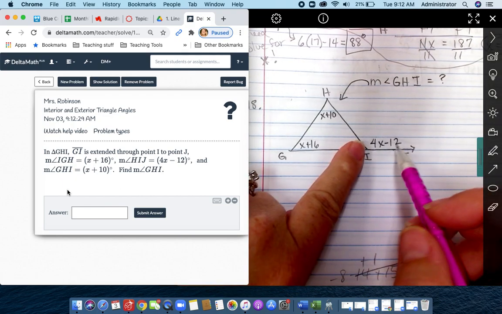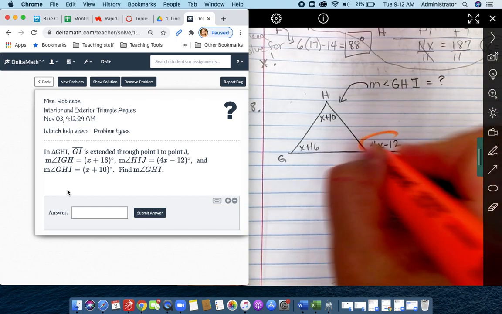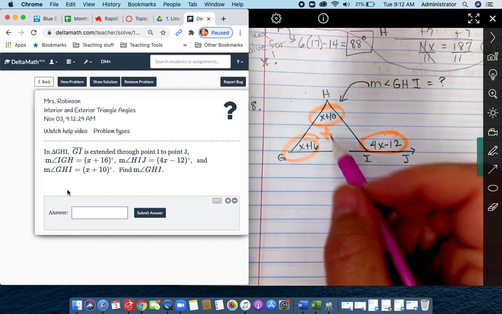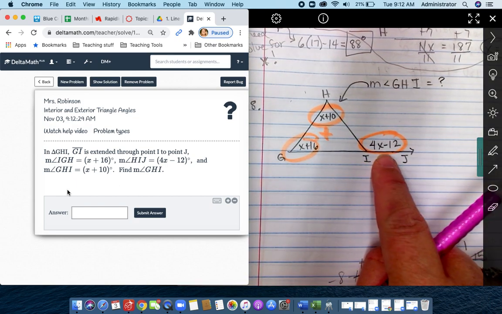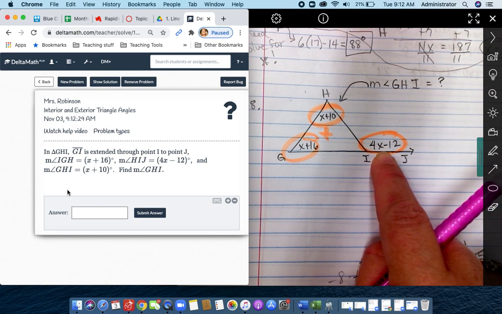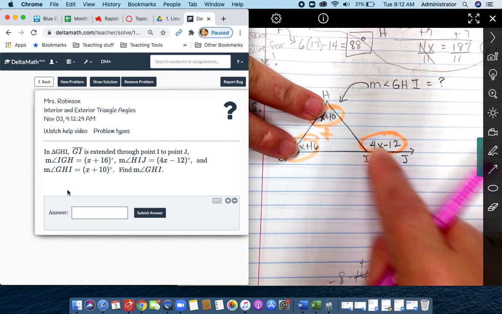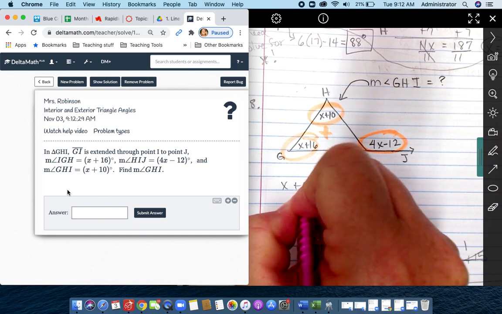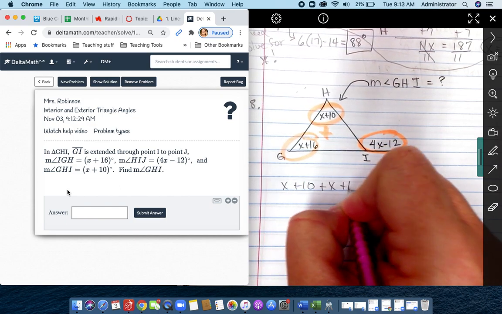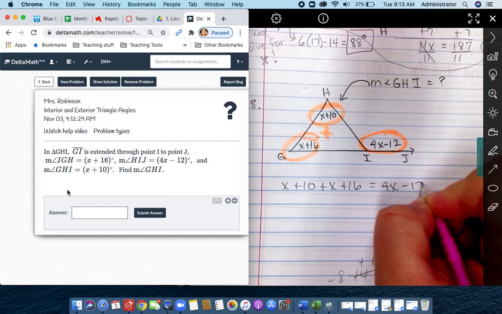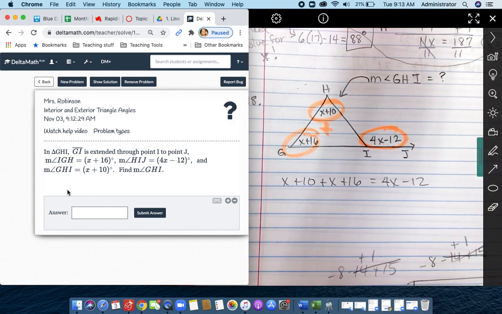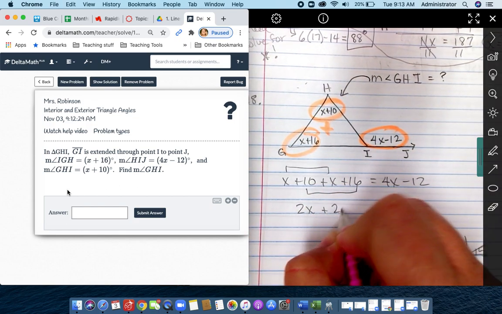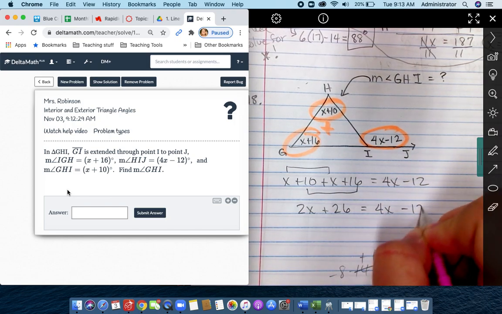We know that the measure of the exterior angle, this is an exterior angle, is equal to the sum of the two remote interior. All right, so this is our exterior angle sum theorem. The measure of the exterior angle is equal to the sum of the two remote, far away, interior, inside angles. So I'm going to write out x plus 10 plus x plus 16 equals 4x minus 12. And if you want to stack these vertically because you're adding them, you can. Combine like terms and we get 2x plus 26 equals 4x minus 12.